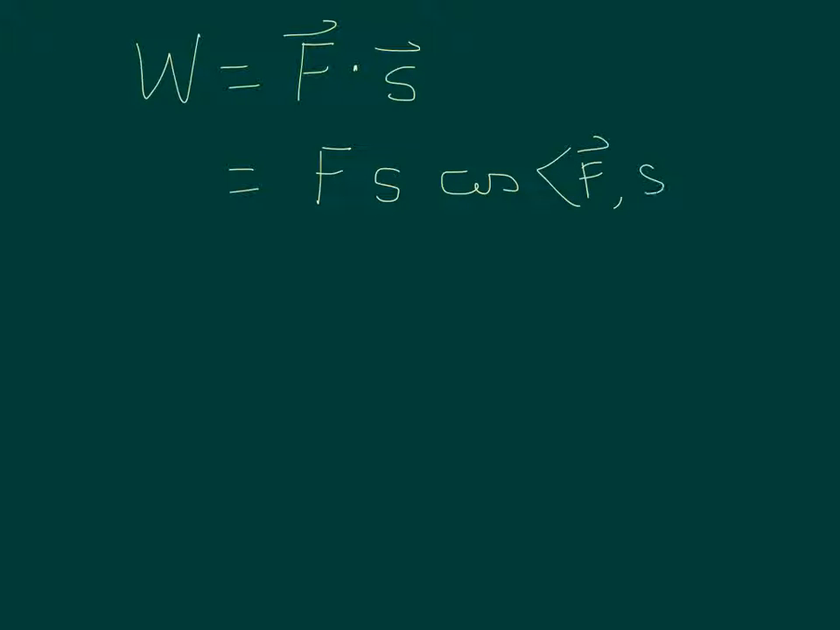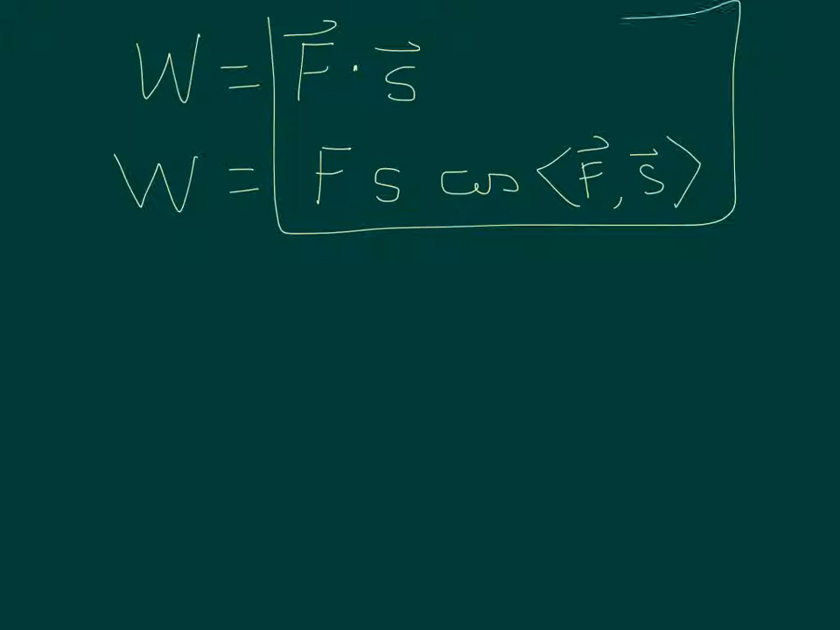Mathematically, we have W equals F dot S. It's called a dot. It doesn't mean multiply. It means the dot product, F dotted into S. And the actual definition would be to take F, multiply it by S, and then multiply it by the cosine of the angle between the vector F and the vector S. This would be the definition of the dot product.